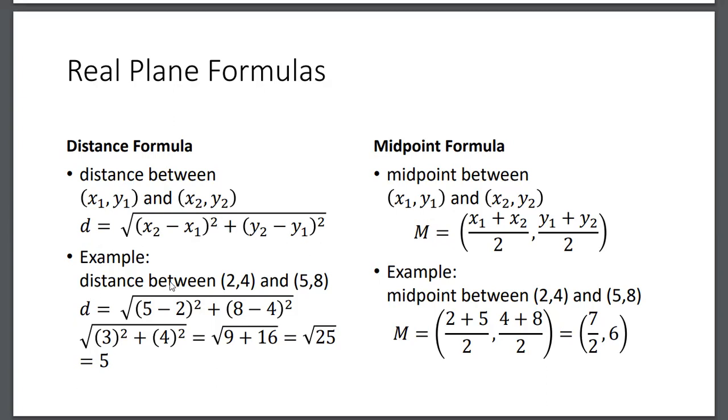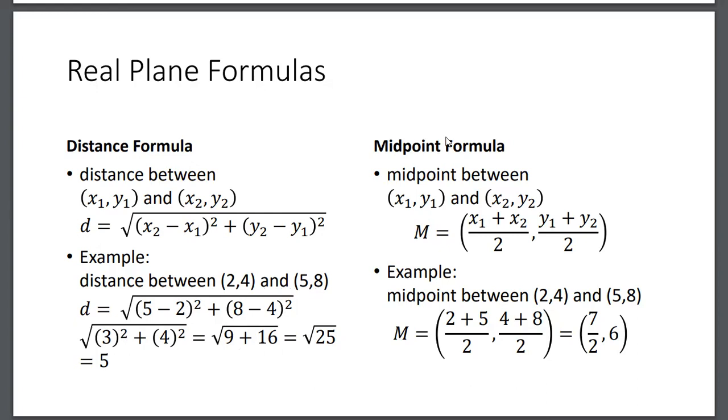Here's an example. The distance between 2, 4 and 5, 8. Difference in the x's, 5 minus 2 squared. Differences in the y's, 8 minus 4 squared. That's 3 squared plus 4 squared, 9 plus 16. We're dealing with square roots here for the distance. Square root of 25, 5.